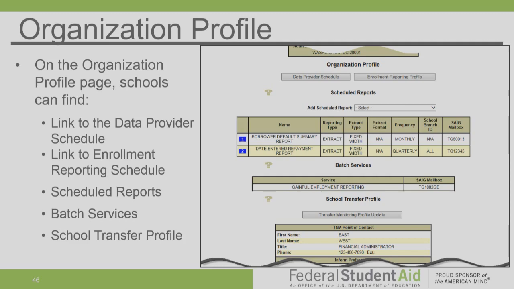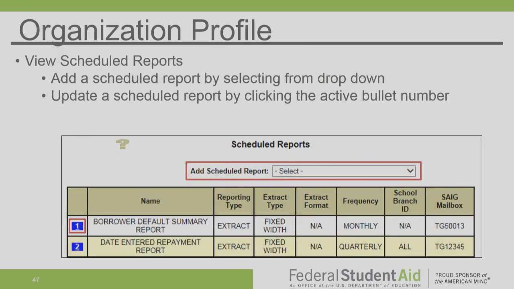Then under the scheduled reports, we're going to list all of your batch services. So PDPAs, when we talk about active confirmation at the end of the session, you might want to keep this in mind, the school profile page, as you're verifying TG numbers. And the last thing we have at the very bottom is the transfer student monitoring profile. So truly, we're hoping that this is a one-stop shop where you can at least see or update all of your related NSLDS services that impact your school. So let's take a little bit closer look.